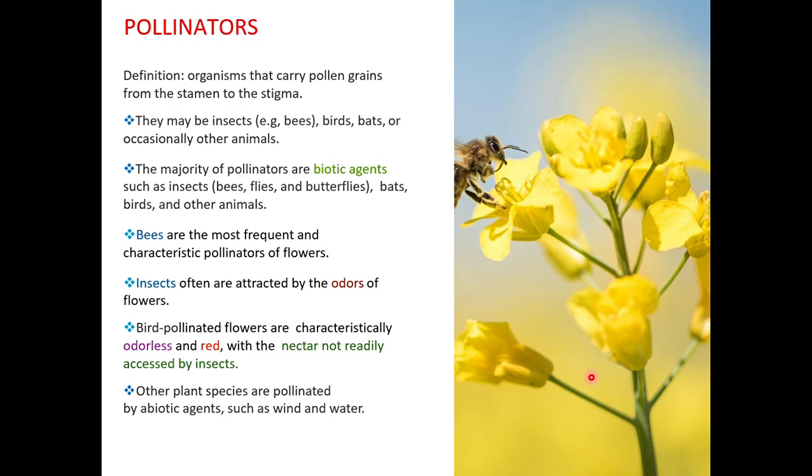Bees are the most frequent and characteristic pollinators of flowers. An insect is usually attracted by odors of the flowers, while bird-pollinated flowers are characteristically odorless and red, with the nectar not readily accessed by insects. So, a bird can access the nectar of the flower. For example, the hummingbird. And other plant species can be pollinated by abiotic agents, or agents that are not living things. For example, wind and water.